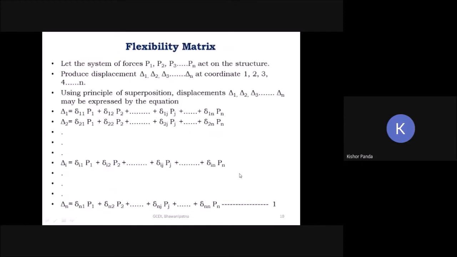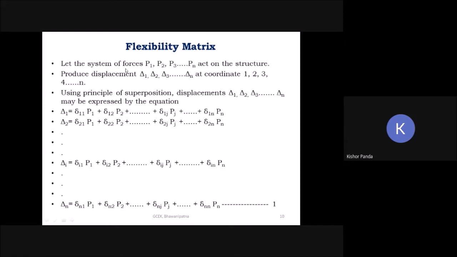Then coming to the flexibility matrix. What is the flexibility matrix? You are clear about what flexibility and stiffness are. In different cases, when the axial force, the transverse force or the bending force is acting, what are the axial flexibility and axial stiffness, the transverse flexibility and transverse stiffness, and the flexural flexibility and flexural stiffness? Then what is the flexibility matrix?